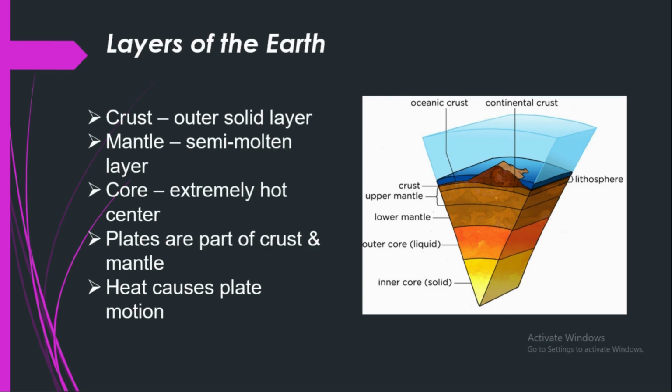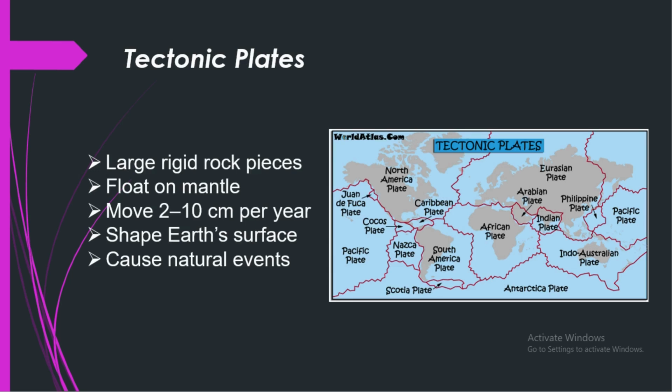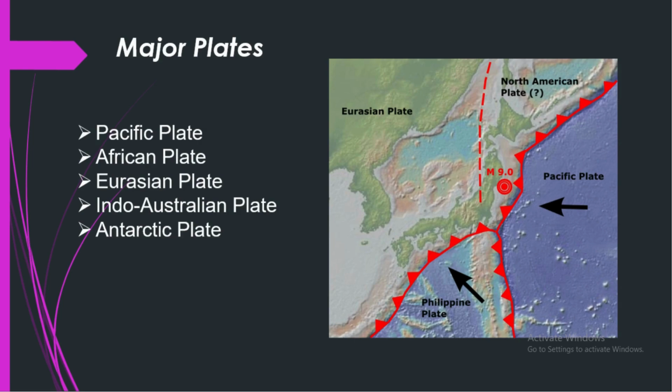which causes plate motions. So the tectonic plates are large rigid rock pieces that float on the mantle. They move 2 to 10 centimeters per year. So the shape of the Earth's surface causes natural events. The major plates are the Pacific plate, the African plate, the Eurasian plate, the Indo-Australian plate and the Antarctic plate. These are the major plates throughout the world.